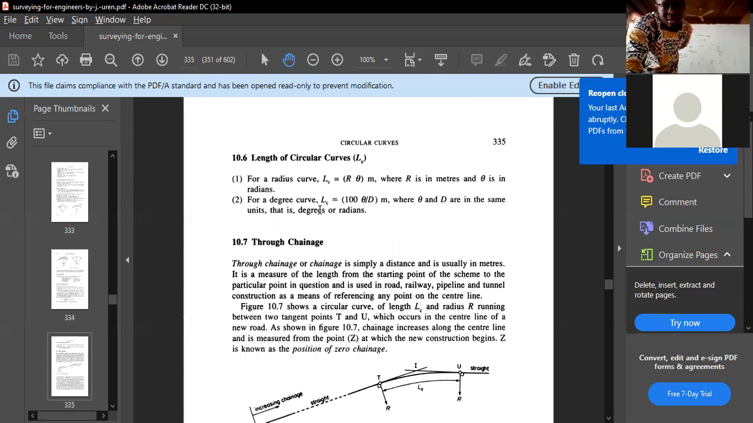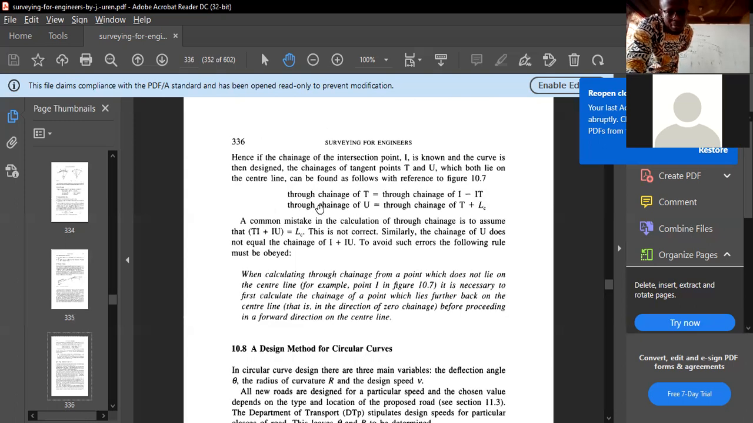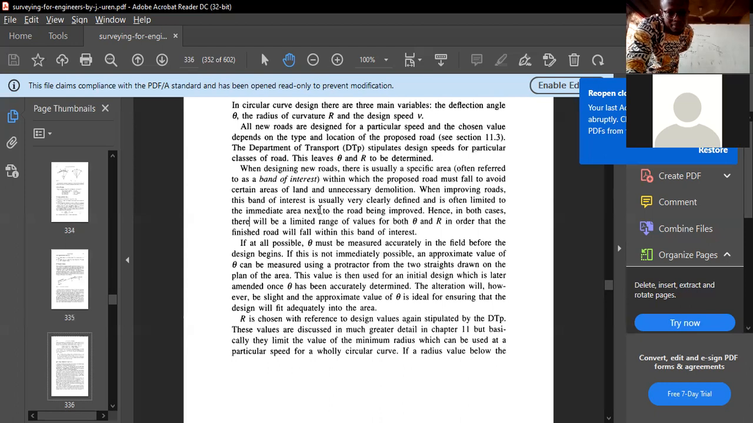All right. So the length of a curve is R theta. Put it in your mind. Okay, we're going to look at a deflection angle.